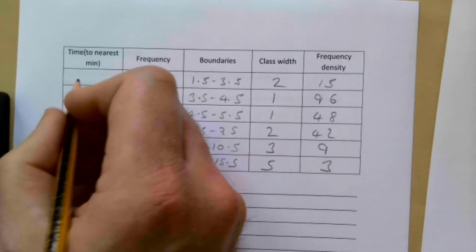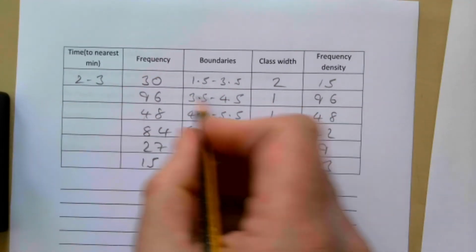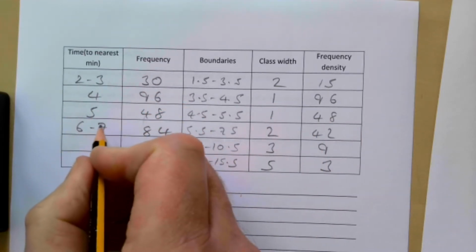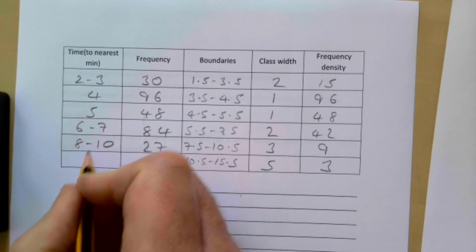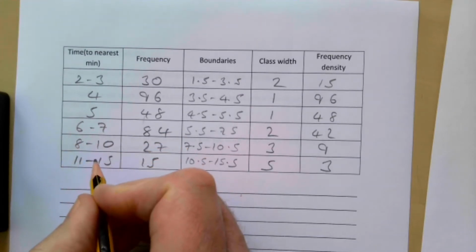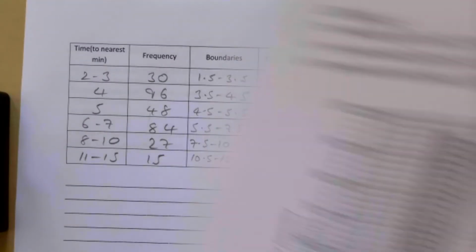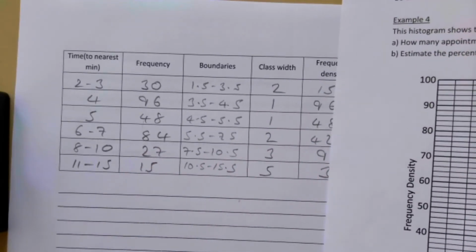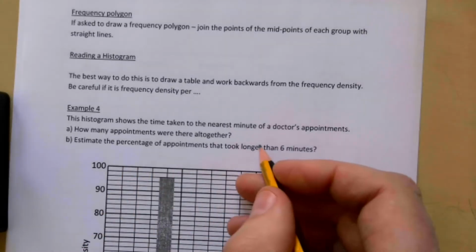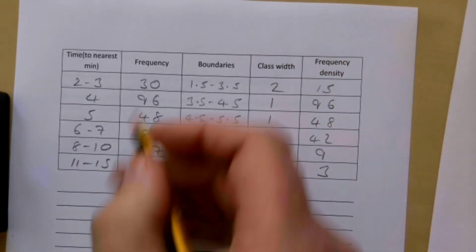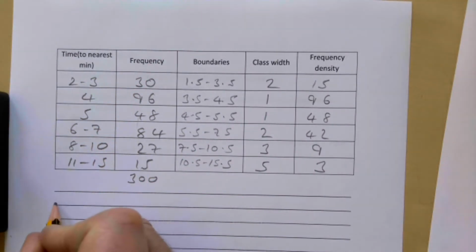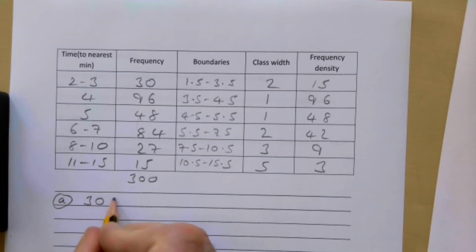And then just for completeness, hopefully you can see this has been done to the nearest minute, so between 1.5 and 3.5, that group is simply 2 to 3. This one is 4 to the nearest minute, 5, then 6 to 7, 8 to 10 and 11 to 15. So what have I done there? I've converted this histogram into the table. Now I have, not quite the raw data, but the information I need to answer the questions. So how many appointments were there altogether? That's a straightforward one. We just need to sum that up, and if you add all those up, you're going to get 300. So our answer to part A is 300.